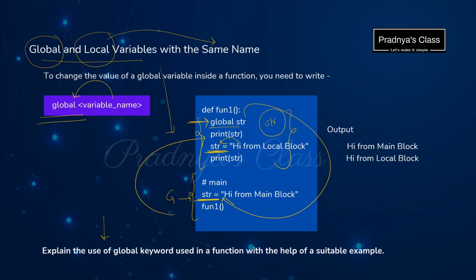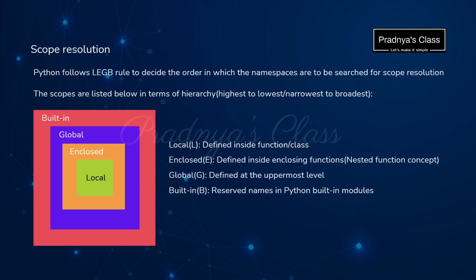You will be getting questions of this form. If there are variables with the same name, then how will the scope resolution work? So there is a rule. It is called the LEGB rule. Local variables will get priority, then the enclosed, after that global variables, and then the built-in variables.